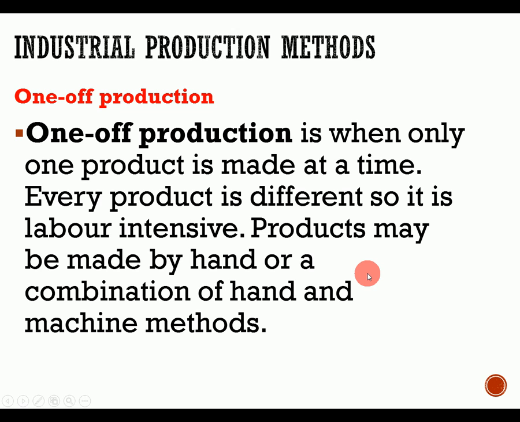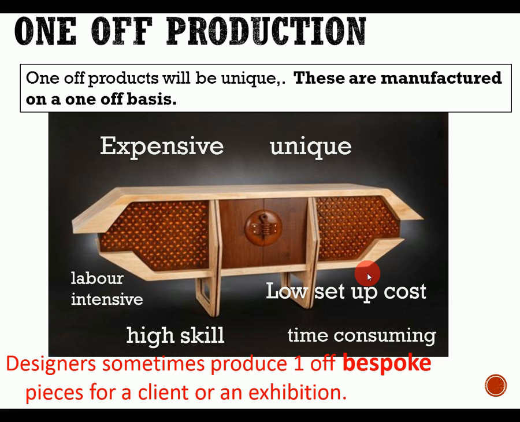Let's look at the different methods of production. We've got one-off production. This is when one product is made at a time. Every product is different, so it is labor intensive. Products may be made by hand or by a combination of hand and simple machine tools.